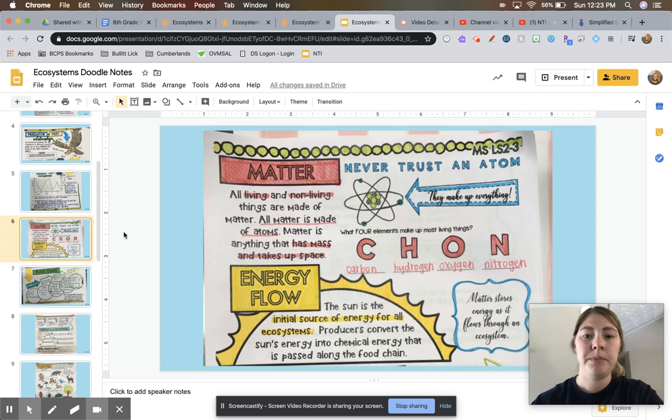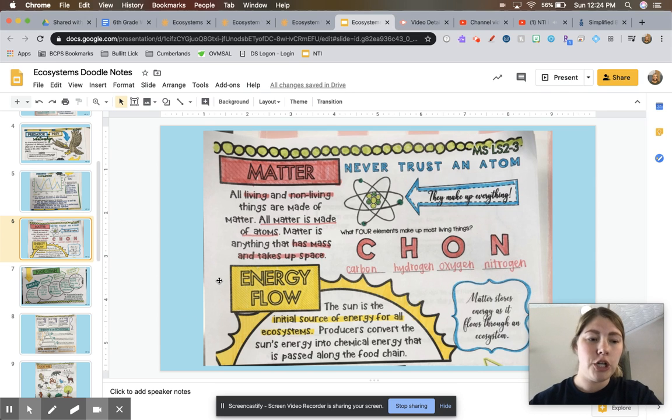So next word, matter. And we have gone over matter. We just learned that information. And matter, again, is all living and non-living things. All matter is made of atoms. And matter is anything that has mass and takes up space. There are 4 elements that are most common in living things. That's carbon, hydrogen, oxygen, and nitrogen.